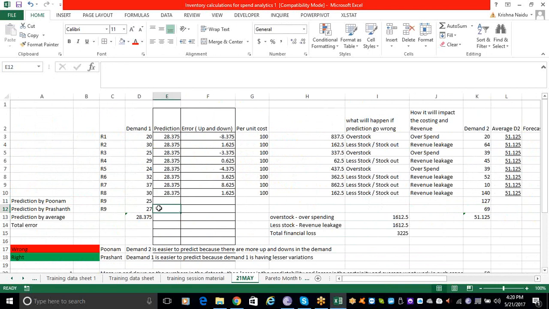Forecasting is a historical value. Actual is the actual demand. You compare the actual and forecasting values and see the errors. And when you multiply the unit cost, you multiply not the error itself but the absolute value of the error. So there is nothing called negative 10 rupees or negative 20 rupees. 10 rupees is 10 rupees. Currency is always positive.